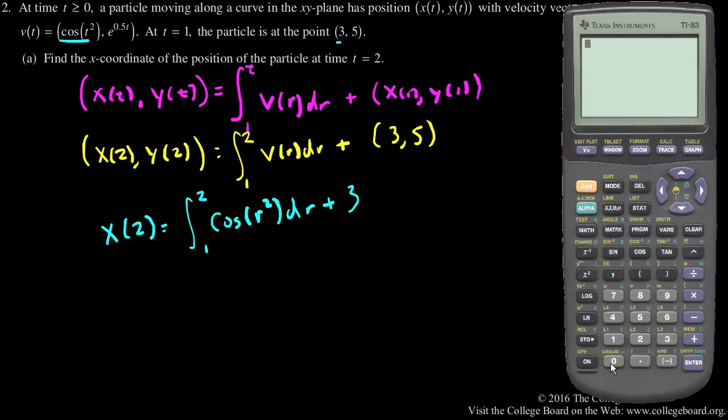Hop over to the calculator, type that in. So math 9. The function, I'm going to type in cosine of x squared with respect to x from 1 to 2. And that's the most common mistake I see my students make, is they stop there. Don't forget you have to integrate the rate and add on some sort of starting point, or in this case the point at time 1. And we get that the x coordinate will be approximately 2.557.